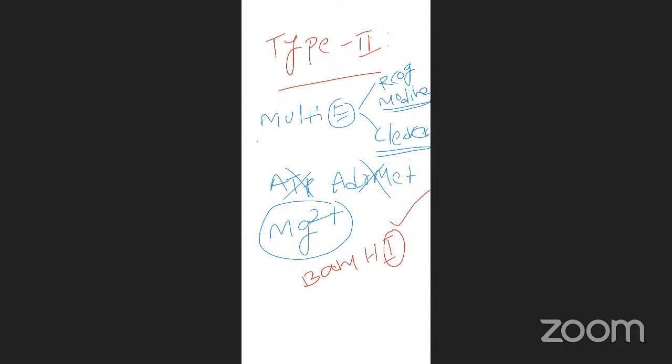Next, type 3 restriction endonuclease. First two clear? First 1 and 2. Yes, sir. Right. Now the third one.